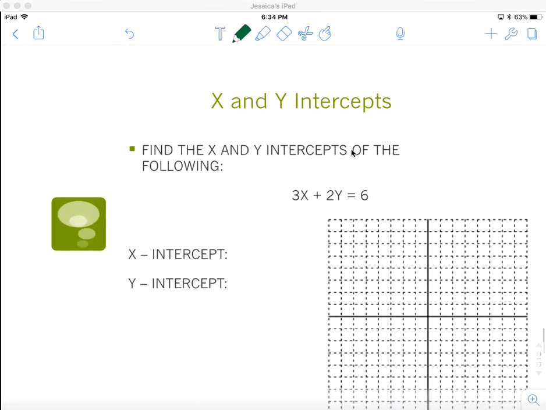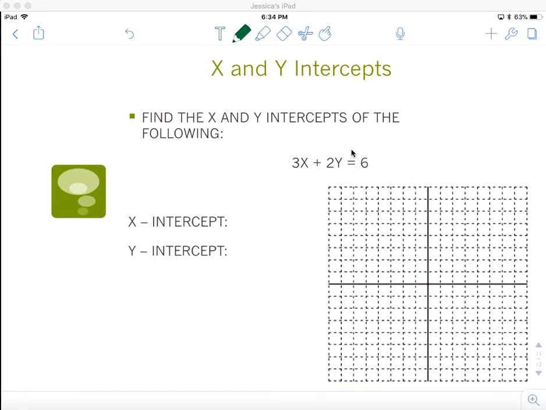So our first example is 3x plus 2y equals 6. We're going to first find the x-intercept, then we're going to find the y-intercept without getting y by itself. Now, you could get y by itself and graph this line that way. That is one method. So if you prefer that method, you can use that method. But this is another method you can use if you'd rather use intercepts.